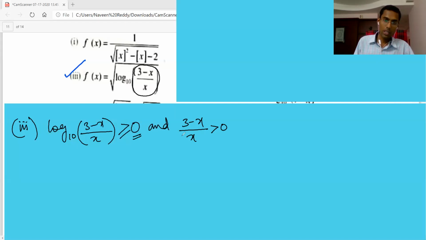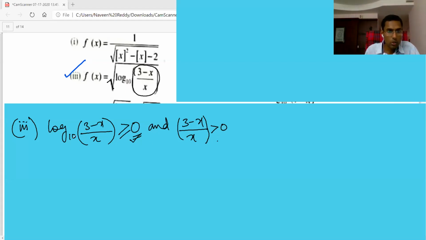And whatever is there inside log, this must be positive. If this is not positive, then log is not defined. Whatever is there under root, that should be greater than or equal to 0. Two conditions in this case: log one condition, under root one condition. Under root condition is this. So log condition is this.